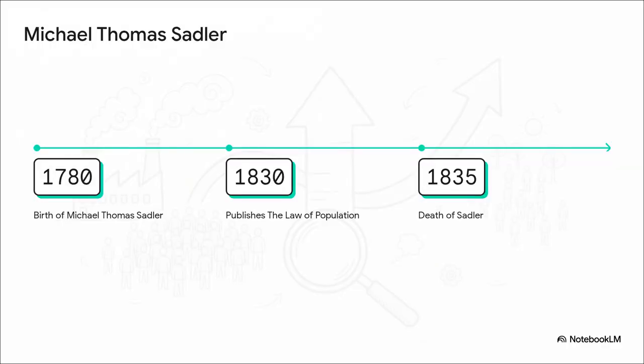Enter Michael Thomas Sadler. Born in 1780, this guy wasn't just some abstract theorist sitting in a room. He was a British Tory member of Parliament and a highly respected economist. He lived right in the thick of the Industrial Revolution, watching society change at breakneck speed. In 1830, he published a massive work called The Law of Population, which was a bold, daring challenge to that established gloomy status quo, before he passed away in 1835.